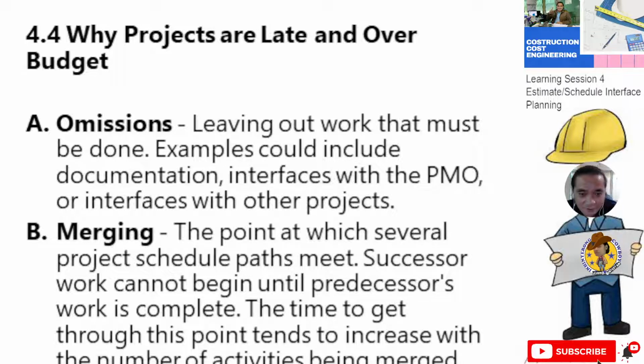This is the reason. Number one, or letter A, is omissions, leaving out work that must be done. Examples would include documentation, interfaces with the PMO, and interfaces with other projects. Then letter B, you have merging. This is the point at which several project schedule paths meet. Successor work cannot begin until predecessor work is complete. The time to get through this point tends to increase with the number of activities being merged.